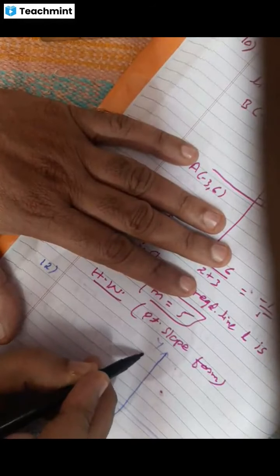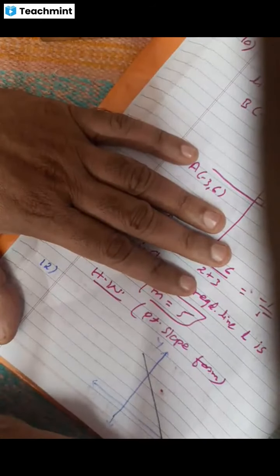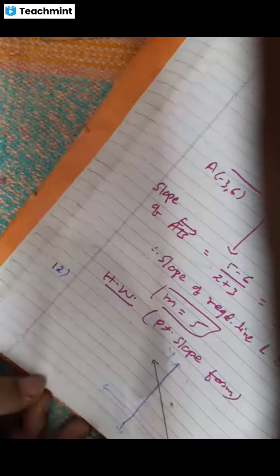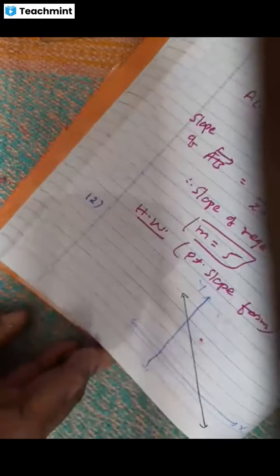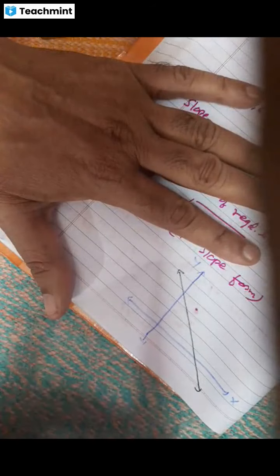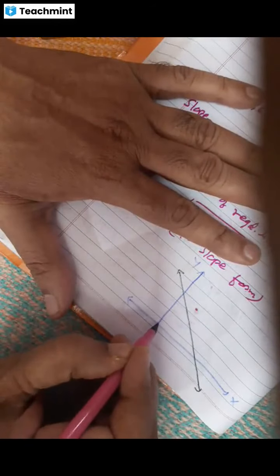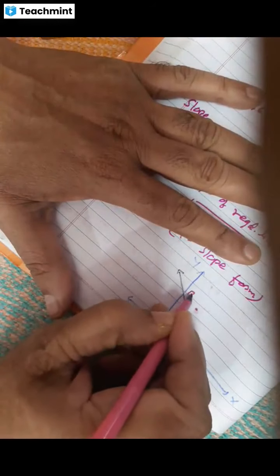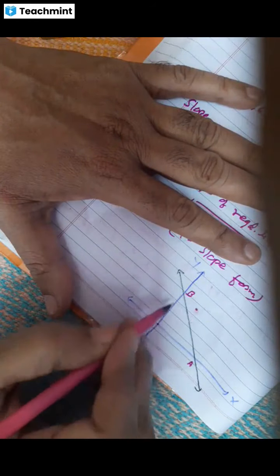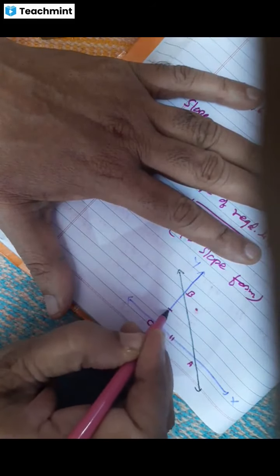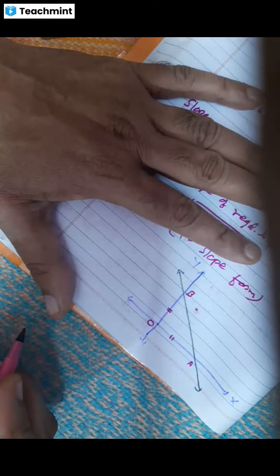What does equal intercept mean? X intercept and Y intercept will be equal. Hope you are able to see this now. Equal intercept, that means this is the origin. If I call this A and this B, then OA and OB will be the same, equal in length. These two are equal. OA is equal to OB. This is called equal intercepts.